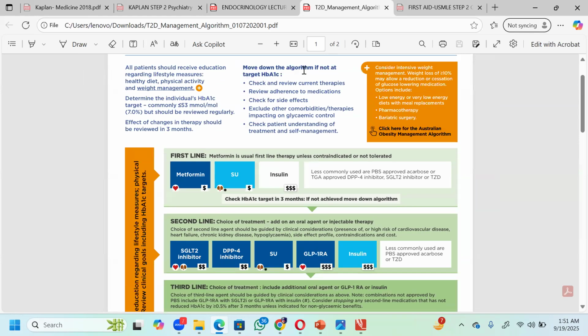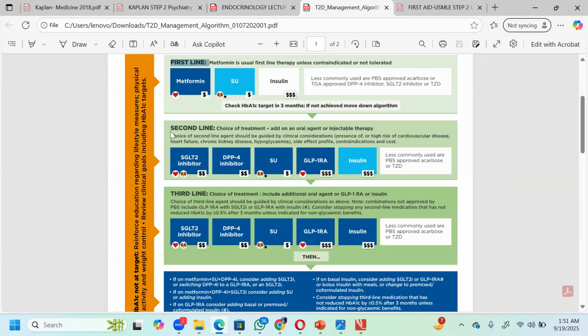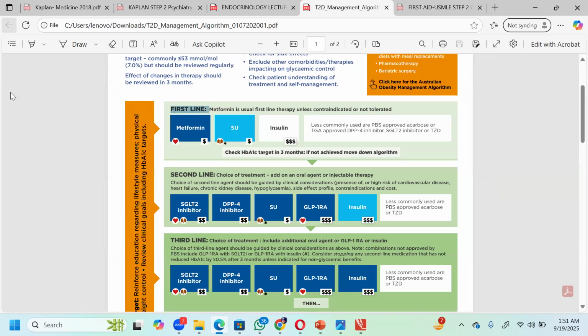Move down the algorithm and check the review. So the first line, focus on this. First line is always metformin. You will add metformin. And in some stages where there is a deficiency of insulin, because in later stages of type 2 there is sometimes insulin deficiency, so we can add insulin, but always first line, you have to memorize this. This is the first drug you have to add.